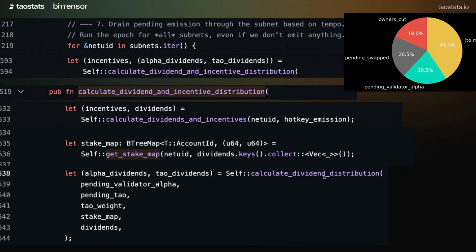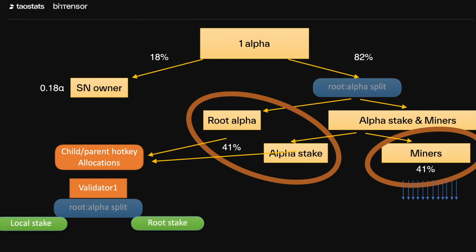As we calculate the dividend distribution, we have the pending validator alpha. We have the pending tau. The tau weight is at 0.18, which we will use to factor the amount of root stake that they have. We have the stake map that we just calculated, and we know the dividends. And so with all of that, we can come together and figure out how much tau and how much alpha goes to each one of the validators. And we'll eventually come to this ending of the emission distribution.